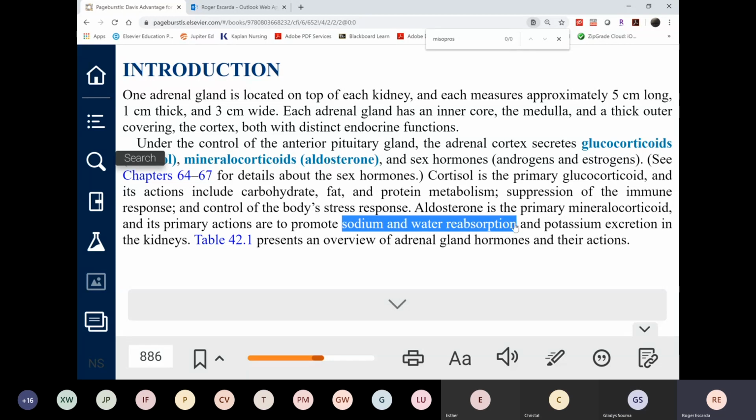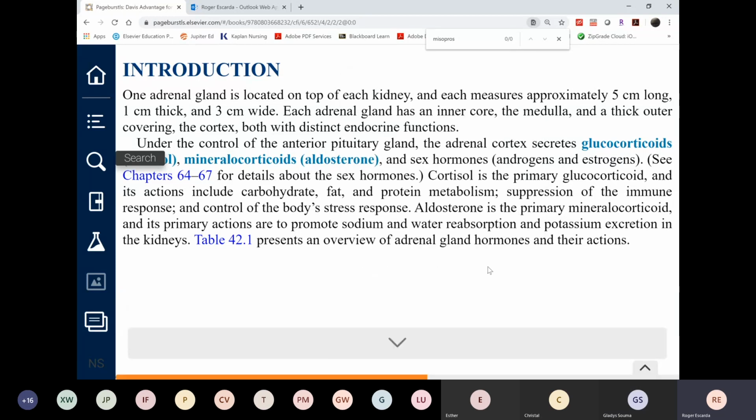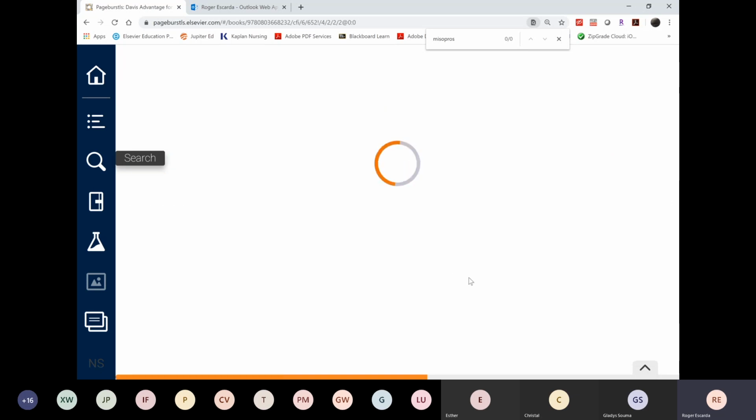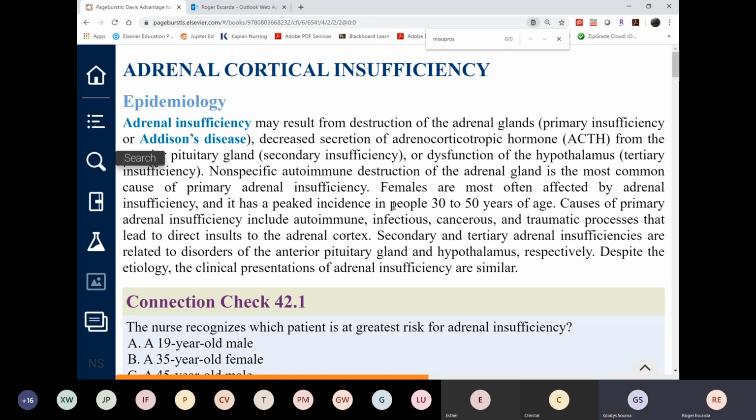Any questions so far? All right, let's discuss the two disorders now. Let's start with insufficiency first. So you don't have enough. The disease is called Addison's disease or primary insufficiency. They say primary because this is an adrenal problem. You can also have adrenal insufficiency, which is secondary, this time caused by a pituitary problem.